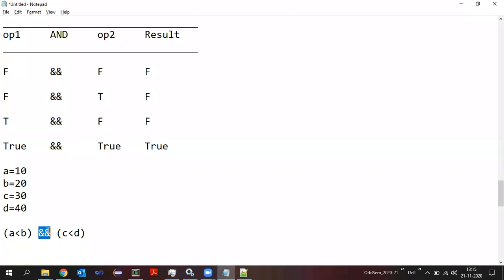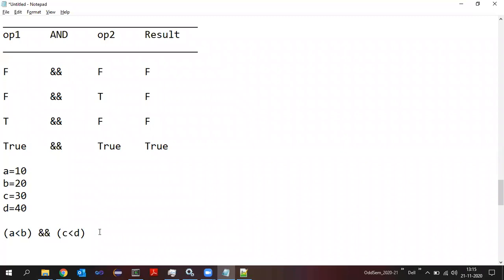Then what do I have? Two AND symbols. Two AND symbols mean a logical AND operation. Then I have one more bracket here, in which I have a third operation, which is again a relational operation. Since there are brackets, first I have to evaluate this relational operator, then this relational operator. Then I have to go for the logical AND operation.